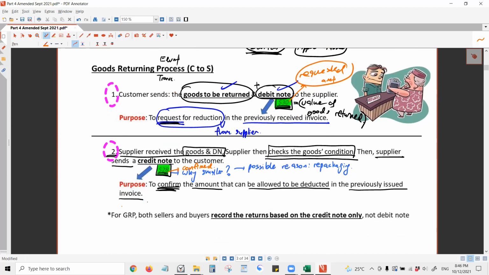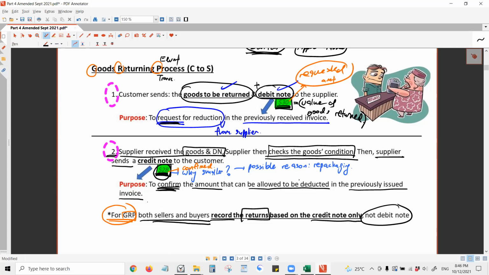So you see the last line here. For the goods returning process, GRP stands for goods returning process. Both supplier and customer would record the returns based on the credit note only, not the debit note. Therefore, nobody would record a debit note in this goods returning. Everybody will record the credit note only, because the amount in the credit note is the one that can be deducted. Okay, so this is goods returning.